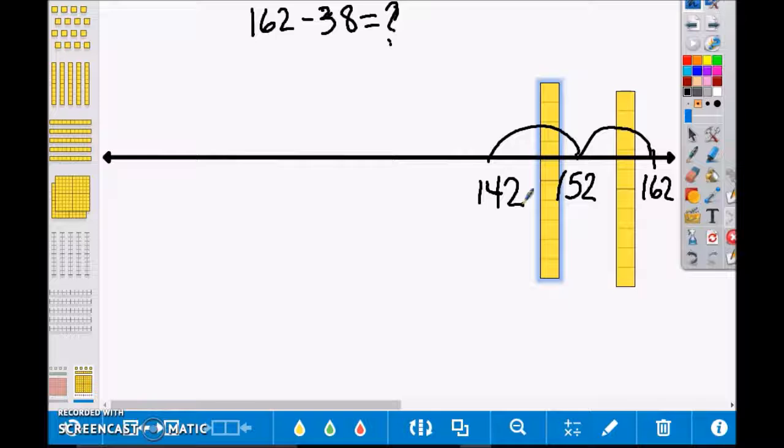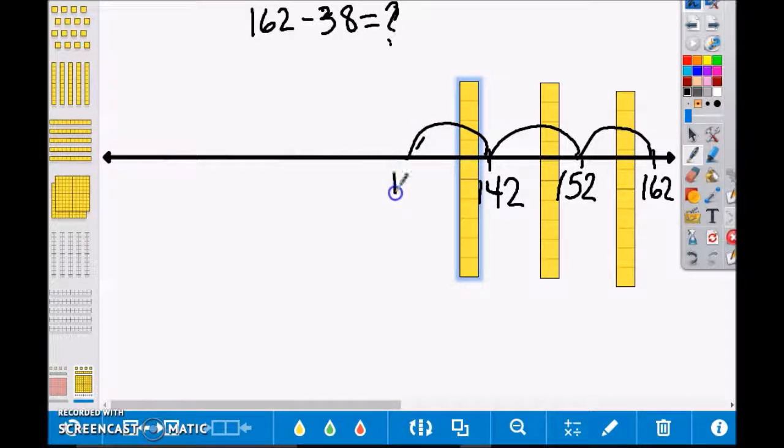We still have to jump another 10 spaces. So we are going to get our tens rod again and add it to the next spot. We will be jumping back 10. The number that we will be landing on is 132. So far, we jumped back 30 spaces. We aren't at 38 yet, but we can jump back another 10, or we'll go over 38. So let's try jumping 5.